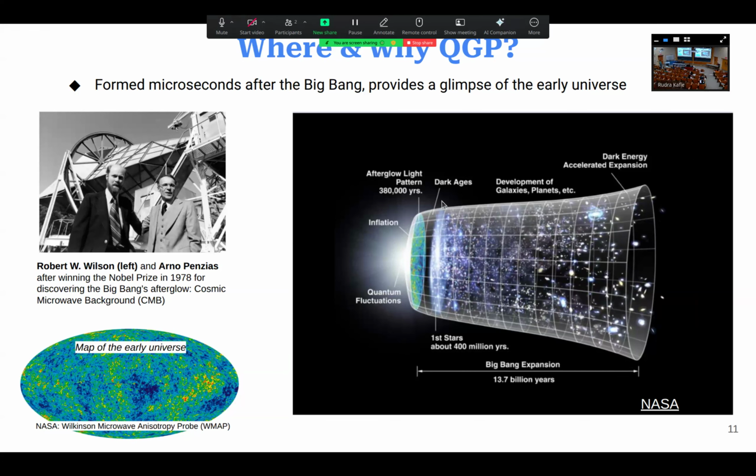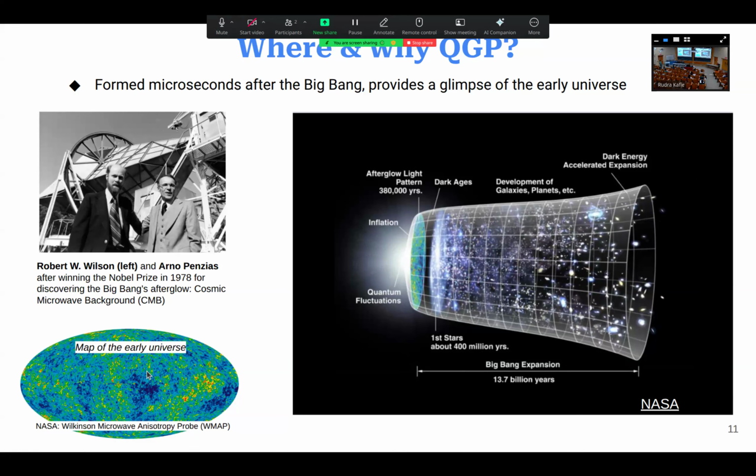And there are different experimental observations about the history of this universe. One of the best is this map of the early universe, obtained by NASA's Wilkinson Microwave Anisotropy Probe. And this is the history of the early universe around 380,000 years after the Big Bang. This is the first afterglow of the Big Bang, right?